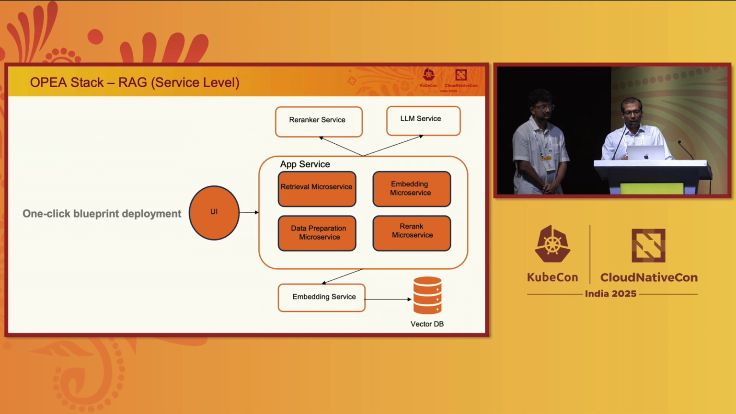So take a simple RAG example here from a very high level. You have an app service which consists of multiple microservices which talk to the underlying backends. Your retrieval microservice talks to LLMs, the configured LLMs. Embedding microservice talks to embedding models, which you have configured. Data preparation does all your cleanup and pre-processing of data. Re-rank talks to re-rank models, which you have configured. And the entire app that you're seeing is actually a Helm chart, which you can deploy in a single click from the GitHub, which you can take a look at.